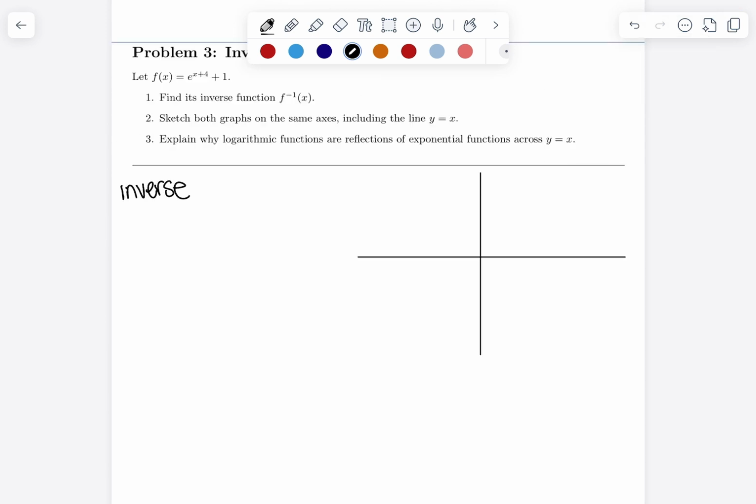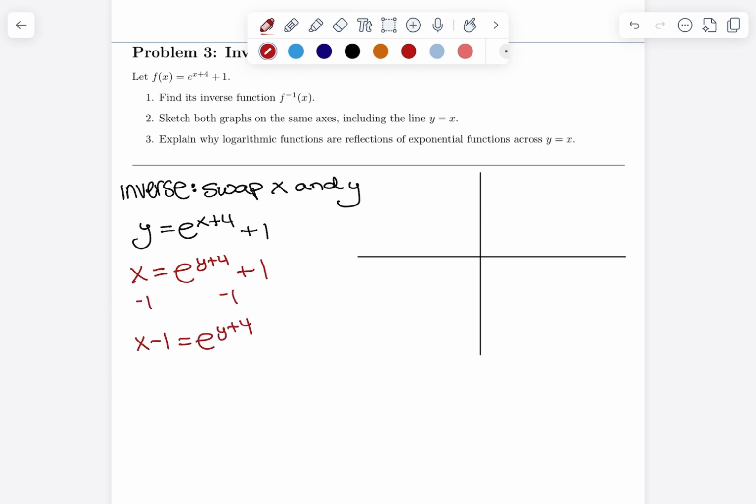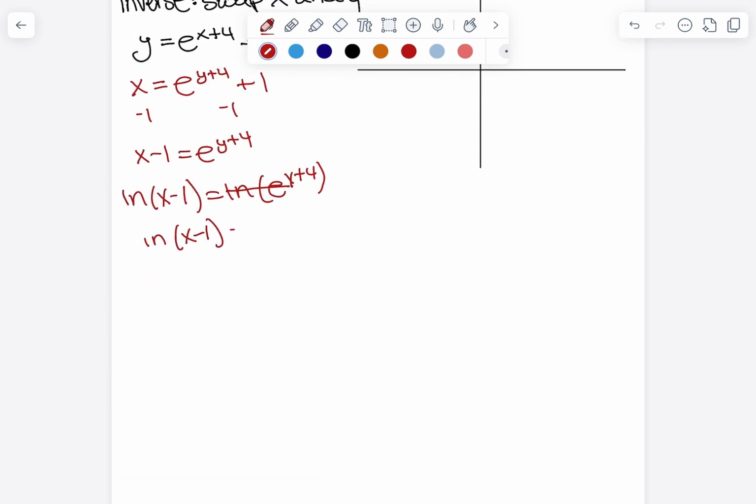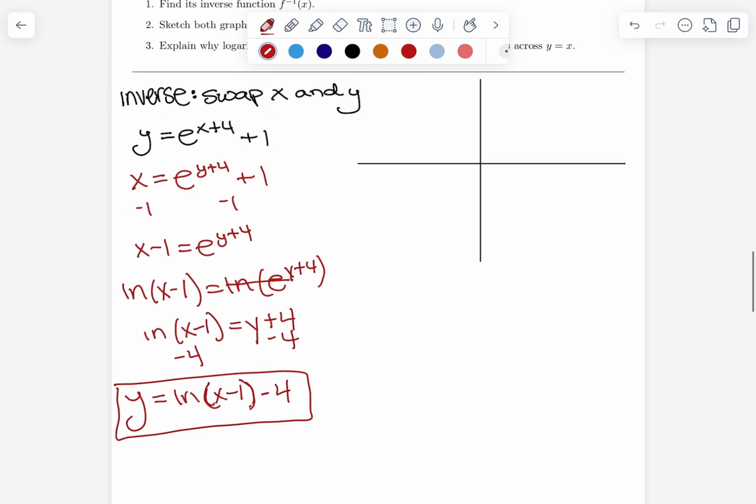So for number 3, we want to find the inverse, and in order to do that, you want to swap the x and y. So you're going to start with y equals e to the x plus 4 plus 1, and swap x and y, so x equals e to the y plus 4 plus 1. And then solve that. So you're going to take ln of both sides, and then ln of e cancels. So you're left with ln x minus 1 equals y plus 4, and then move the 4 over, and we get y equals ln x minus 1 minus 4. So that would be the inverse of the original.